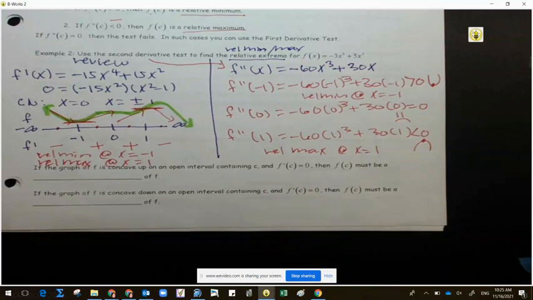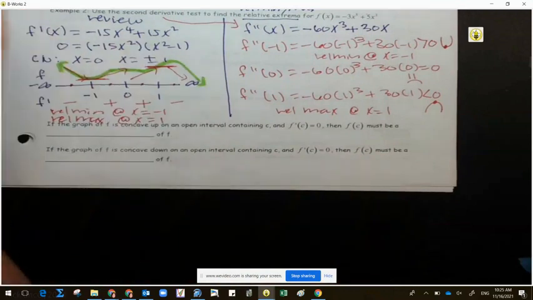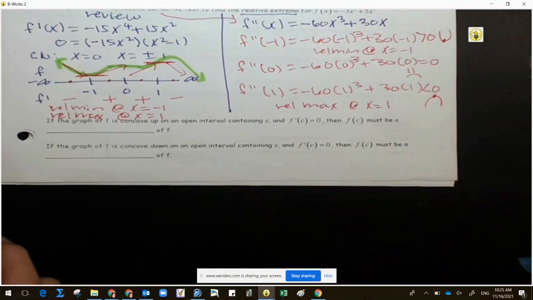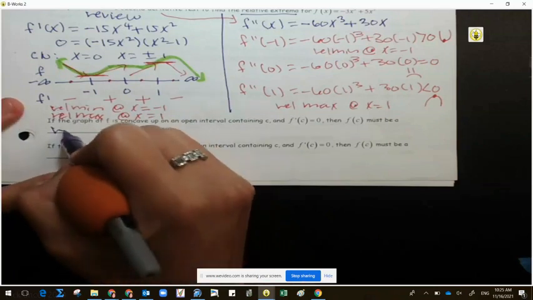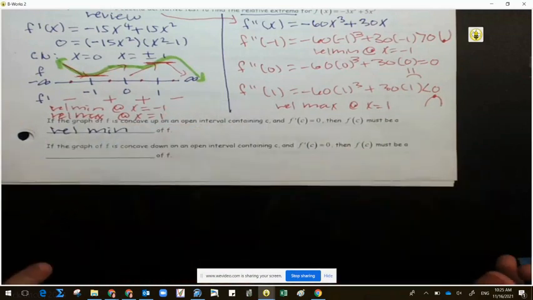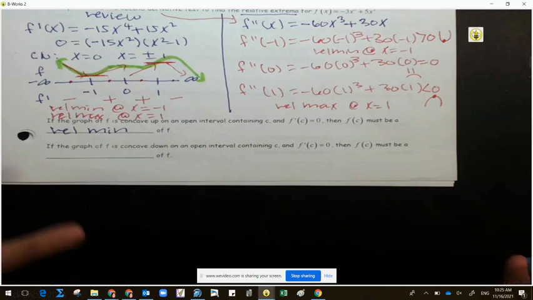Okay, so let's go ahead and fill in our blank on the bottom. Let's read. If the graph of f is concave up on an open interval containing c, and f prime of c is 0, then f of c must be a blank. So here's your guess. Is it a relative minimum or max? What do you think? Relative minimum? That is true.